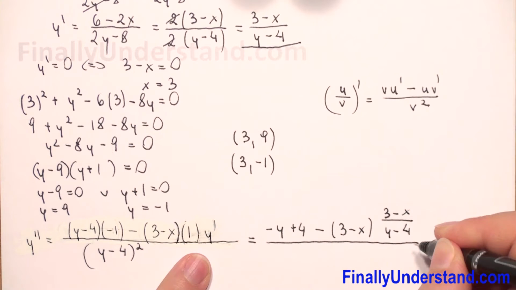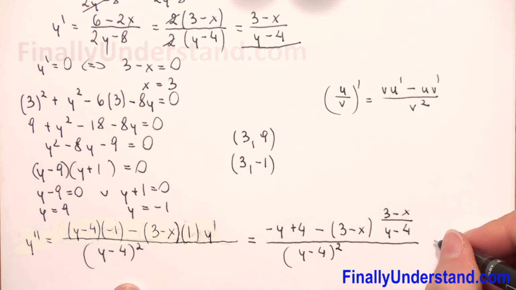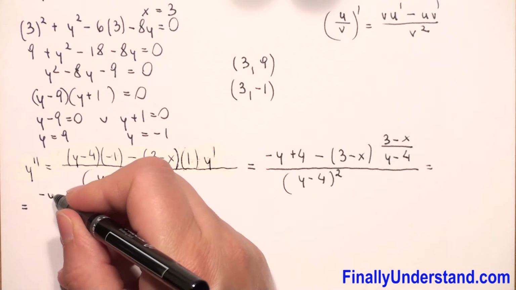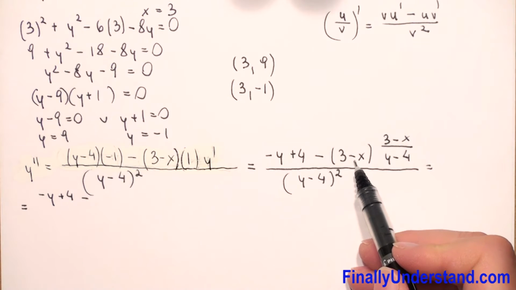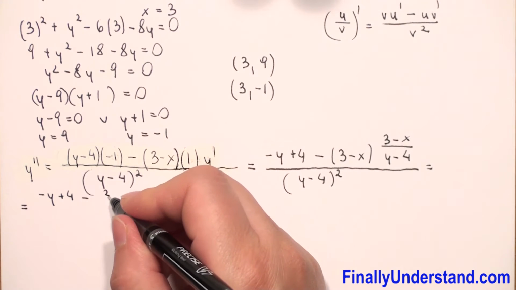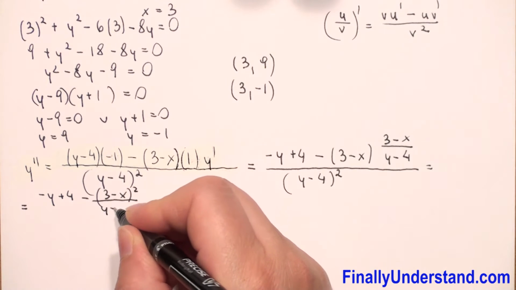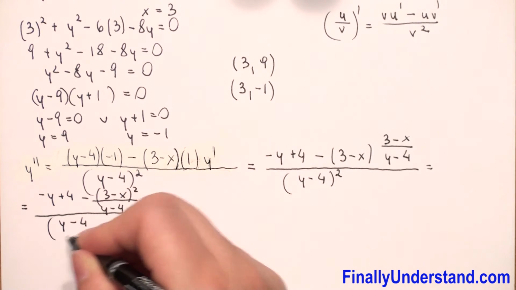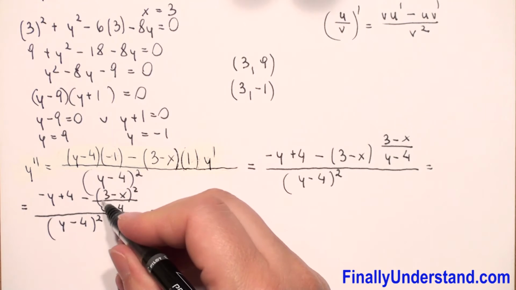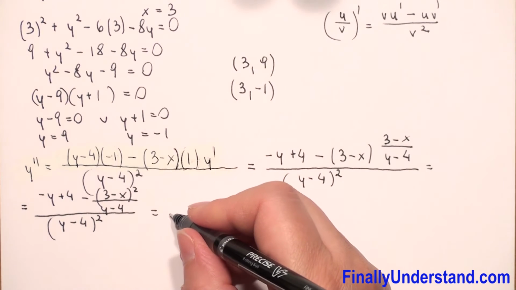Everything is over (y - 4)^2. So this is equal, we have -(y - 4) - (3 - x) times (3 - x), which will be (3 - x)^2 over (y - 4), everything over (y - 4)^2. Because we have a fraction here, I will change this expression to a fraction too.